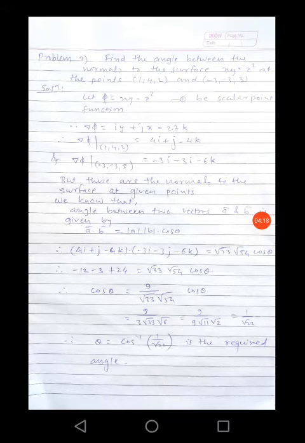Okay, so now see problem number 2. Find the angle between the normals to the surface xy is equal to z square at the points (1, 4, 2) and (-3, -3, 3). Now let phi is equal to xy minus z square, a scalar point function which is given. Therefore from that we can calculate del phi.